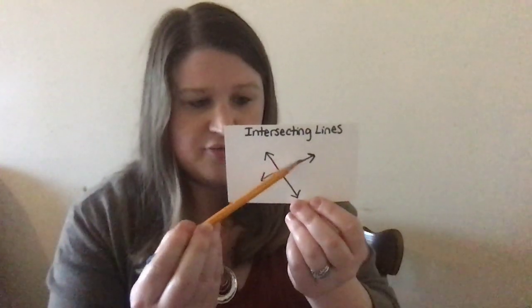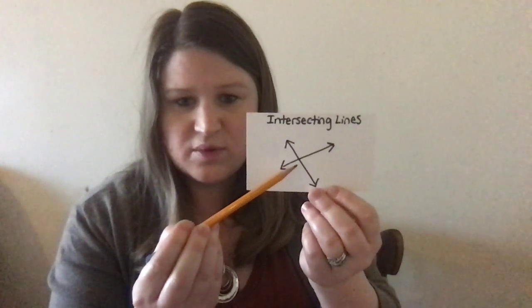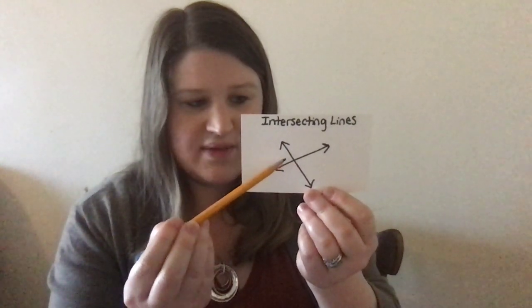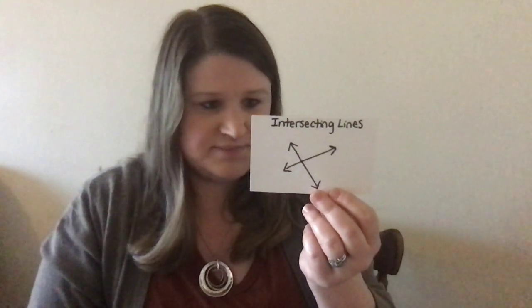So they can form, like if you look up here, this would be an obtuse angle. So with this, these 2 on the opposite sides are acute angles. So a lot of times you see that in intersecting lines.